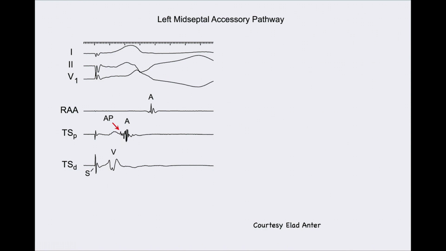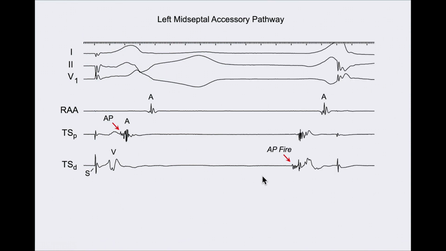That's pretty cool. And so Elad was working the catheters, and he wanted to pull the catheter back to record the pathway potential from the distal electrode. And as he did, the tip bumped against the pathway potential and made it fire. And when it fired, you have a pathway potential here, then you have retrograde conduction to the atrium, and you have antegrade conduction to the ventricle.